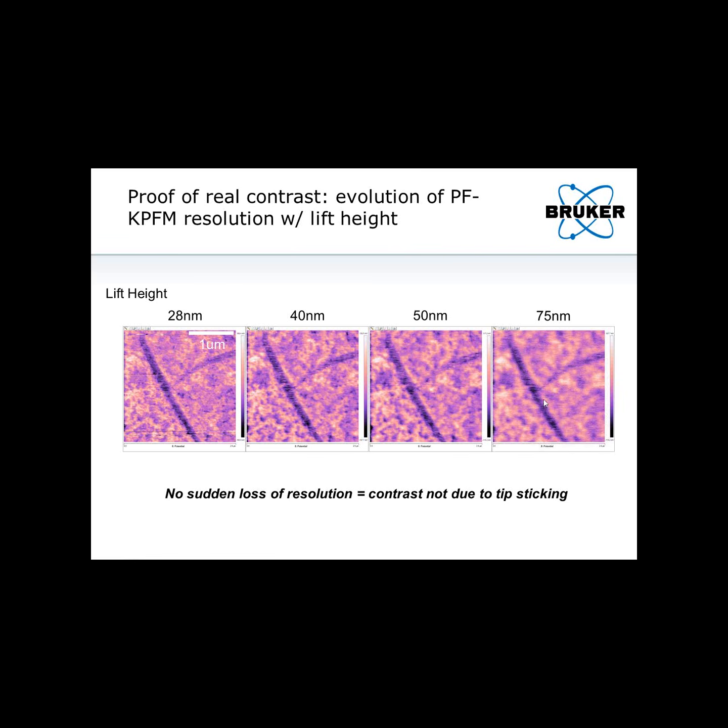So that means these features are not simply due to the tip sticking to the surface, because by the time you're at 75 nanometers, the tapping amplitude I was using was way too small for the tip to be touching here. So because there's no sudden loss of resolution, the contrast is not due to some sort of topographical artifact.